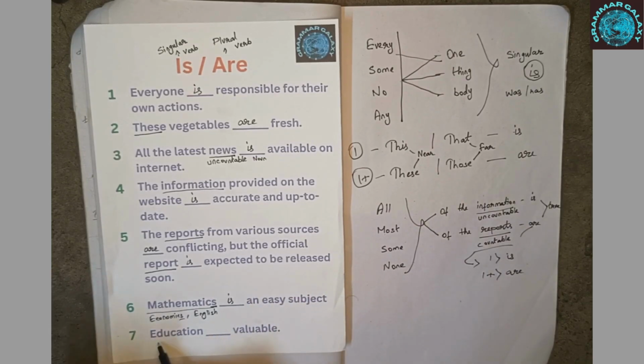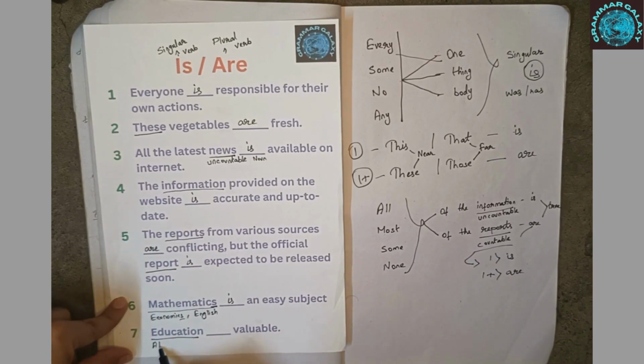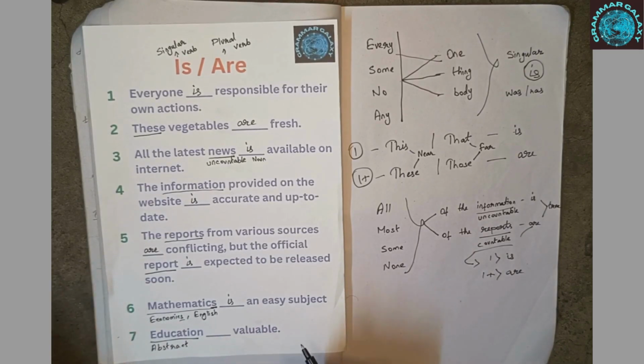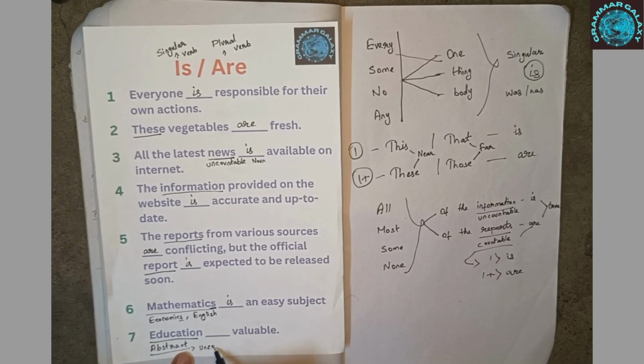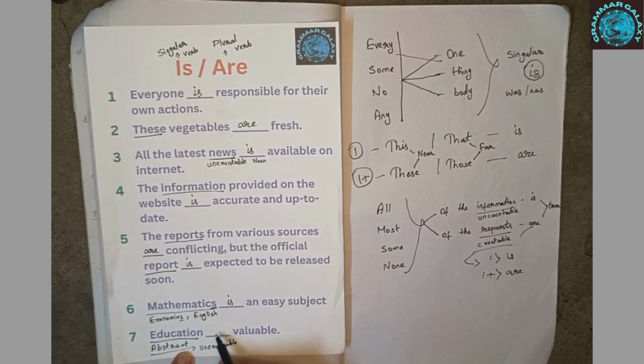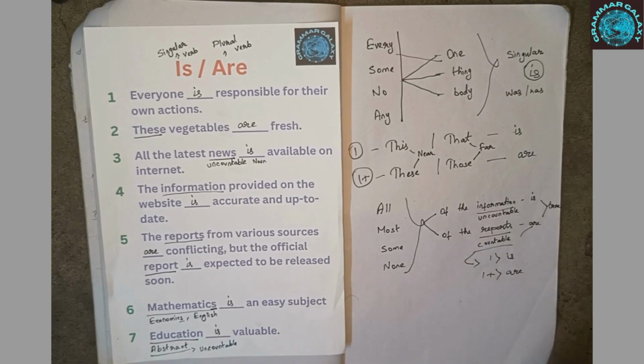Now see this example. Education dash valuable. Education is an abstract noun. What do we mean by abstract noun? It is something which we can't hold in our hand. It is not a physical thing, for example, love, advice, or respect. So an abstract noun is something which cannot be counted. It is an uncountable noun. So we will use is. So, education is valuable. So we have covered the challenging part first.